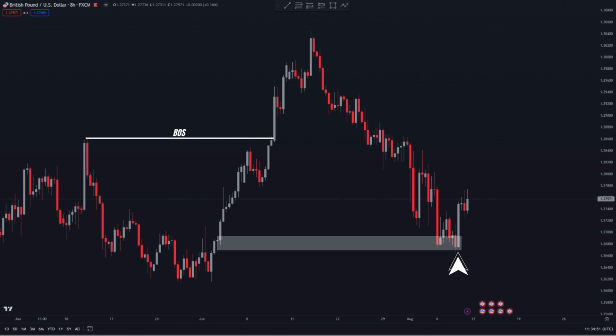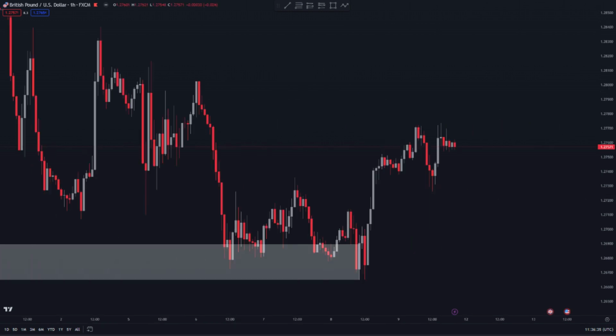For this analysis, I'll switch from the 8-hour to the 2-hour time frame. On the 2-hour time frame, we see an internal change in market character, indicating that the internal bearish momentum is depleted, and buyers are taking over.